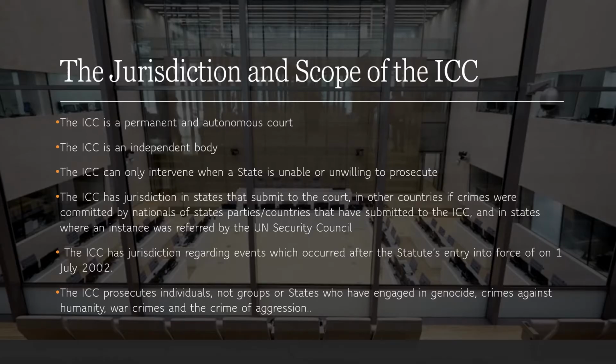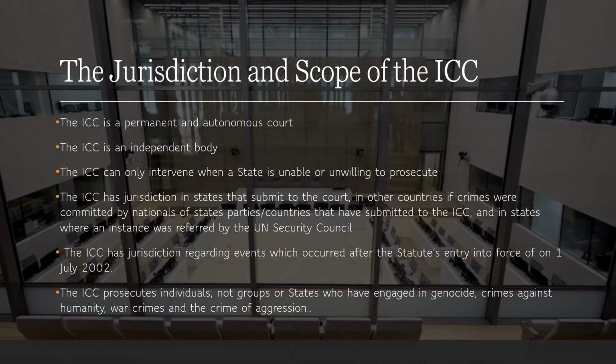The ICC has a very clearly defined jurisdiction and scope. The ICC is a permanent and autonomous entity, which makes it different from a tribunal, which is temporary. It is also not an appendage of the UN, as it is an independent body.